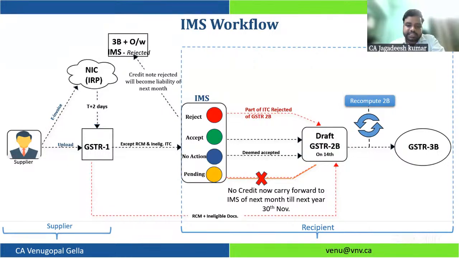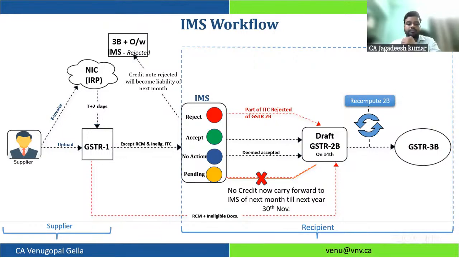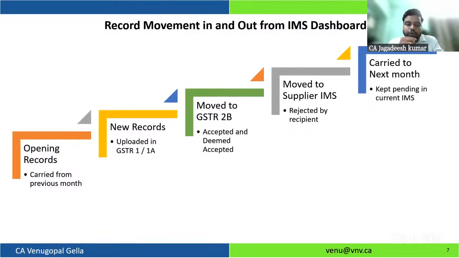In the next slide we'll see how ITC will get affected on each action. So now we'll see the journey of IMS. IMS is like your inventory register. It will have opening records that will be brought forward from previous months. Let's say if you have kept records pending in the previous month, those will flow to the current period as opening records.